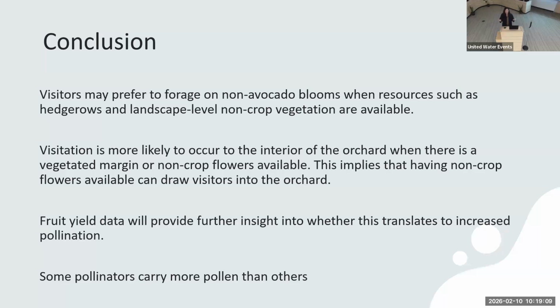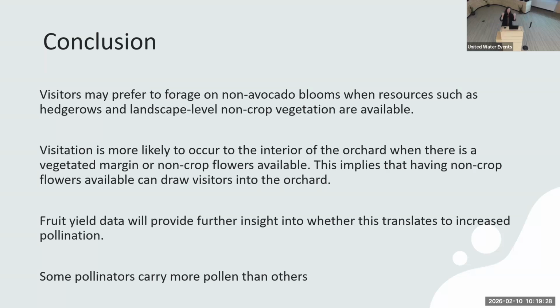Okay, so the conclusions, the summary: visitors may prefer to visit hedgerows over avocado when they're available, but overall, there's more visitation to the interior of the orchard when there's a vegetated margin like a hedgerow, or when there's more non-crop flowers.